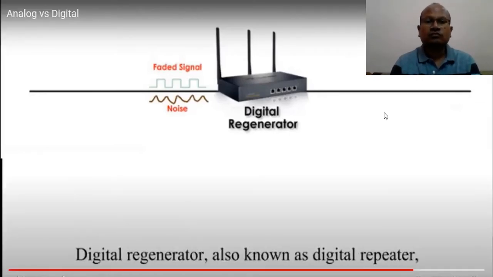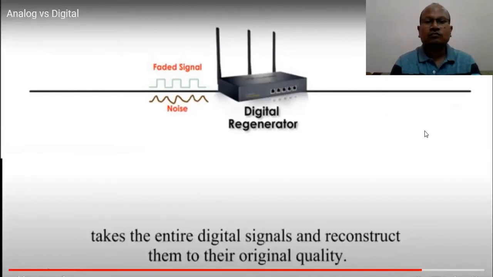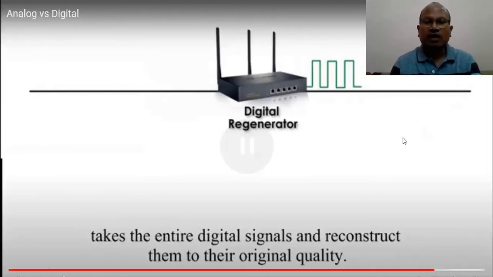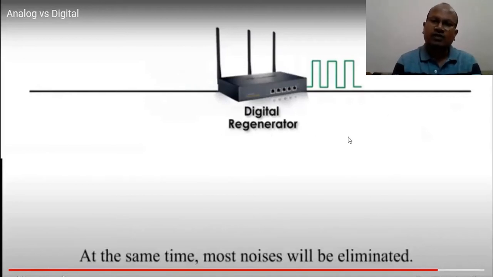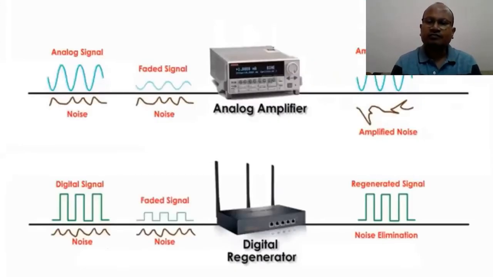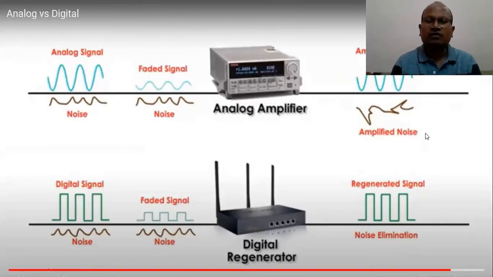A digital regenerator, also known as a digital repeater, takes the entire digital signals and reconstructs them to their original form. In a similar manner, in place of an analog amplifier in digital transmission, we can use repeaters. They are digital regenerators that actually boost up the digital signal strength, and therefore it is not affected by the noise. At the same time, most noises will be eliminated. You see here the comparison.